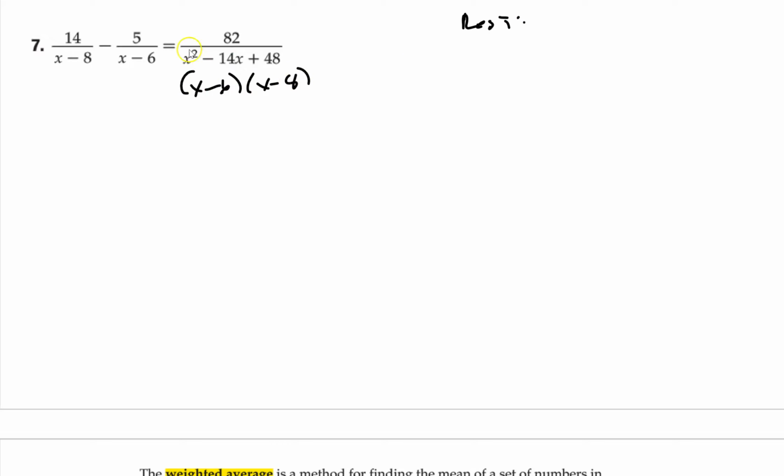So, let's solve it by setting the denominator equal to 0. So, x cannot be 6 or 8, right? What makes this 0? 8, 6, same thing. So that's our restrictions, right? Now let's find the LCD. Now if you notice, you need one of each, right?